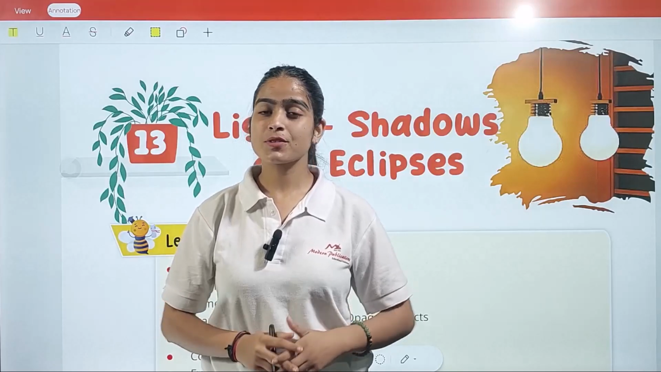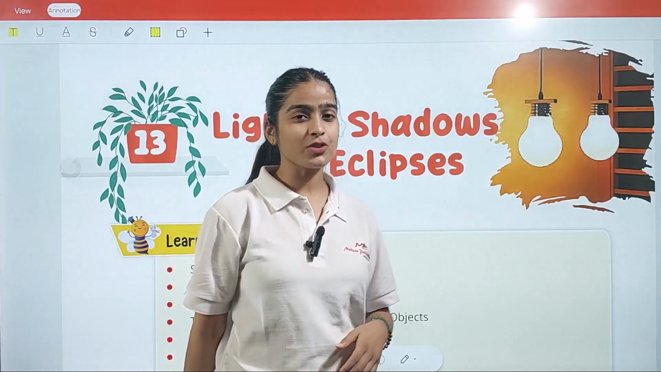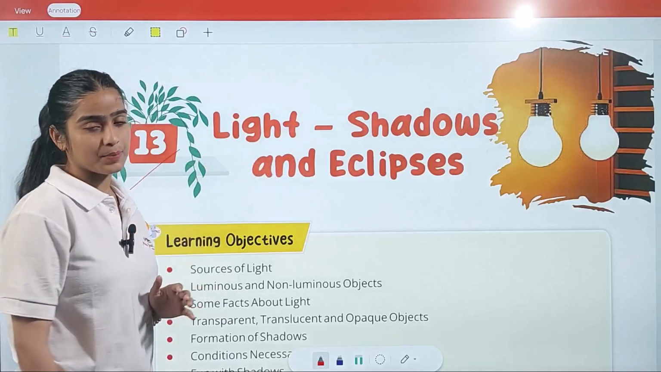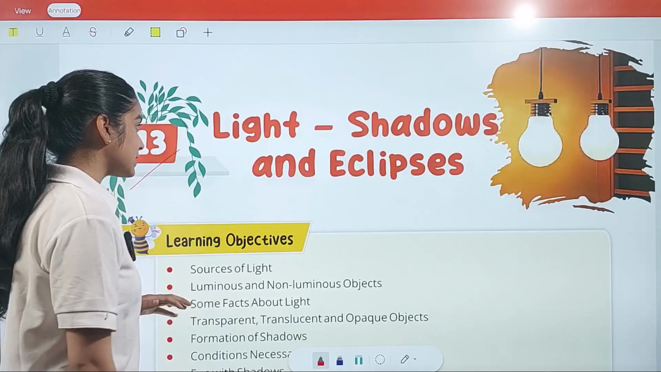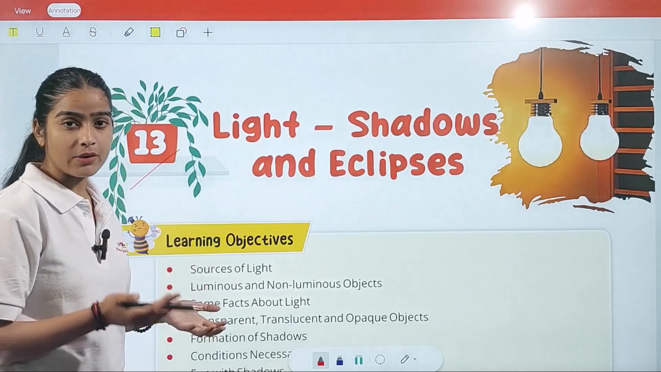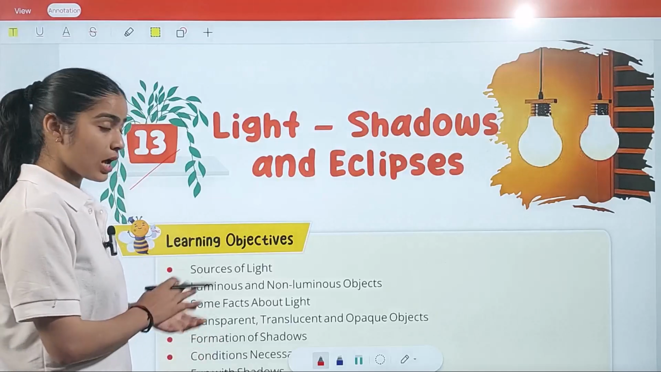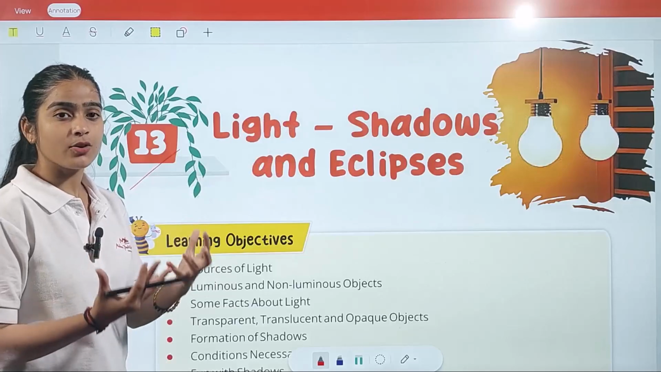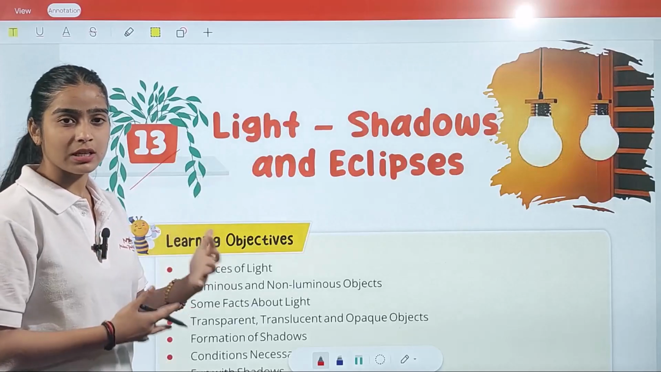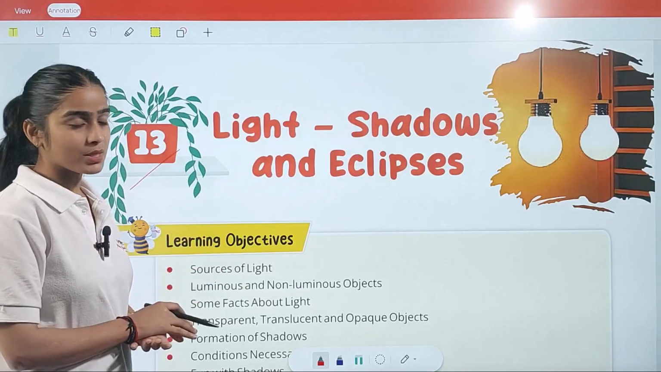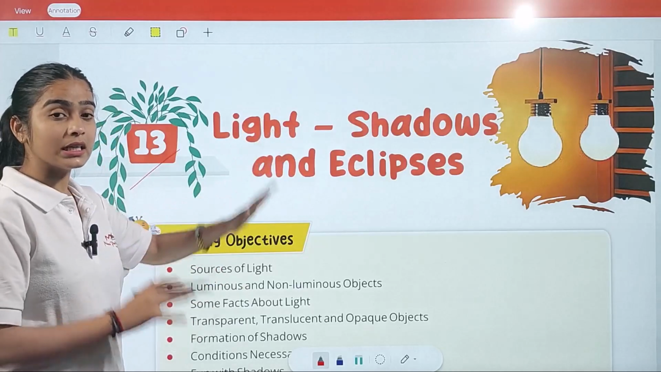So students, I'm your science educator again, here with a new chapter. Today we have chapter number 13, light, shadows and eclipses. Before starting this chapter, we have to understand the relation between light and shadow and what we mean by eclipses. When light falls on ourselves or any object, it results in a shadow. The same kind of thing happens with eclipses as well, which we are going to learn in detail in today's class.